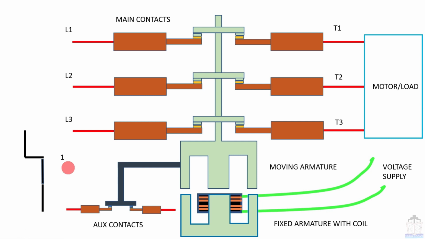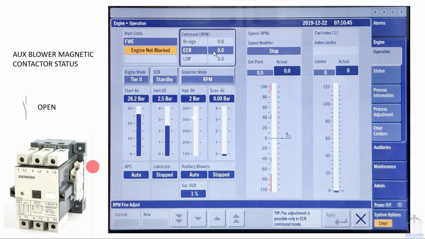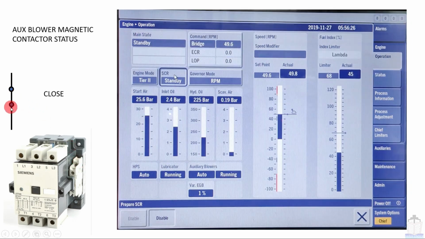Now we will see some examples from the MOP screen. Here this is the same magnetic contactor. This magnetic contactor is from the auxiliary blower. Here you can see that presently this is open, so it is showing a stop condition. Now if I make it on, then these contacts will be in closed condition and the information running will appear. Now you can see that this is now closed, so here this running information has appeared.